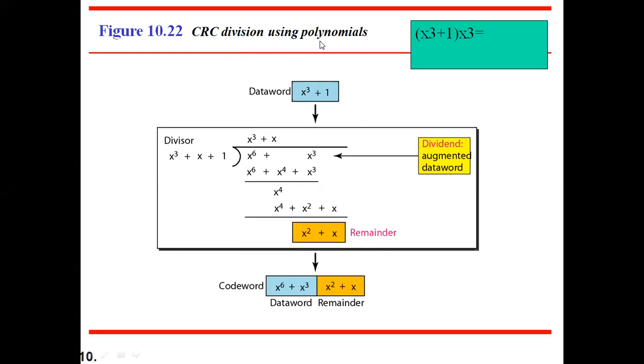Both topics are the same. The difference is that we directly did binary division earlier, but here it is polynomial division. That is the only difference. But first you should know how to represent the binary data in polynomial form, then only the CRC division will be helpful.